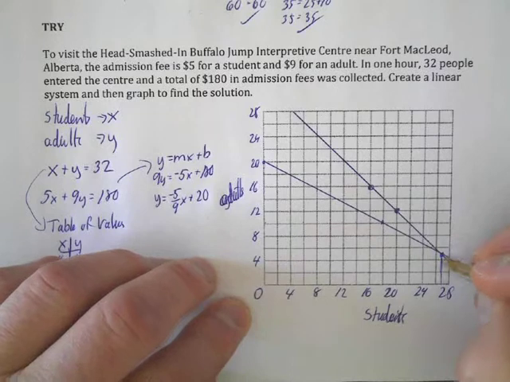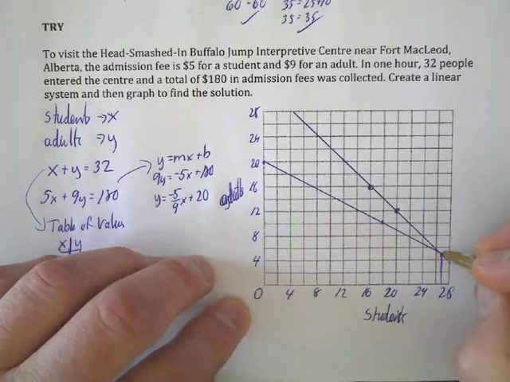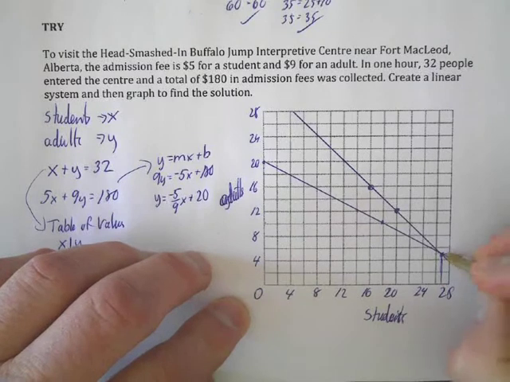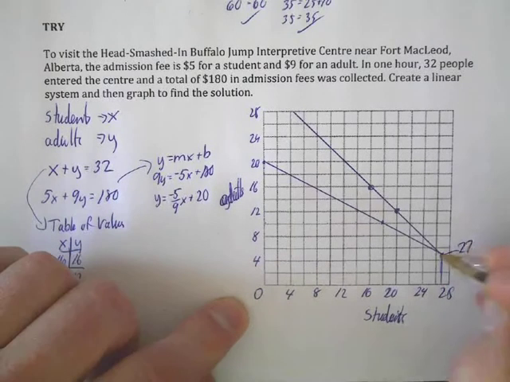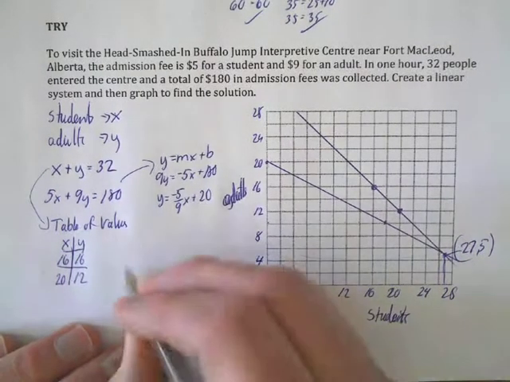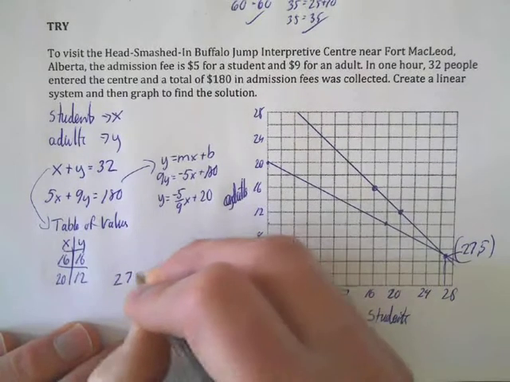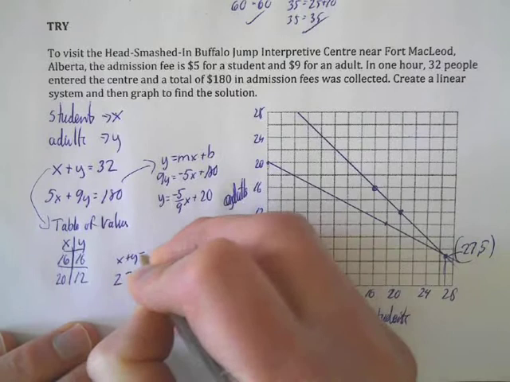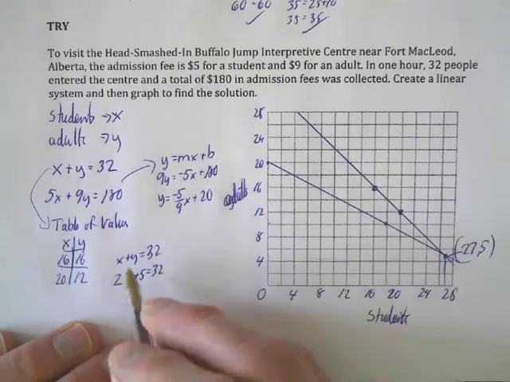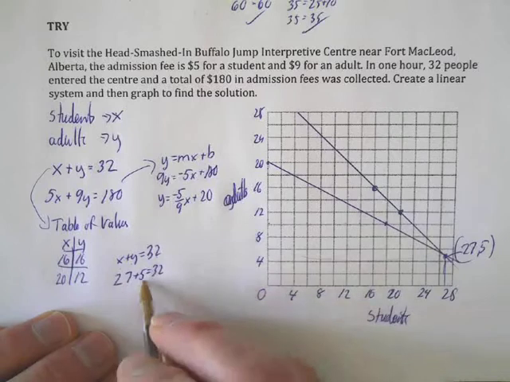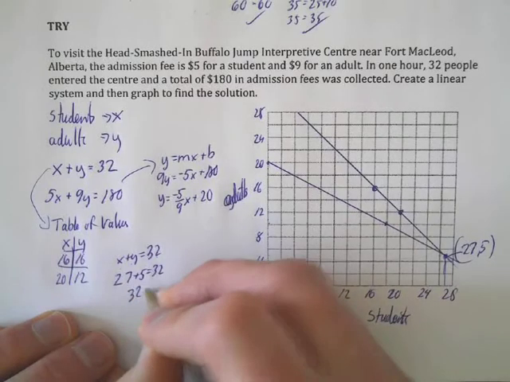So I would say that is 26, I'd say that's 27, and that would be 5. So there's my points. Plug them in. 27 plus 5 is equal to 32 because I'm doing this equation, because it says there were so many students plus so many adults equals 32, so I got 27 plus 5, so 32 is equal to 32, so it works.